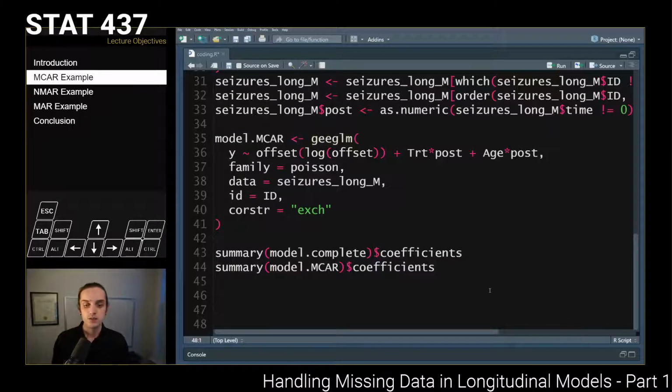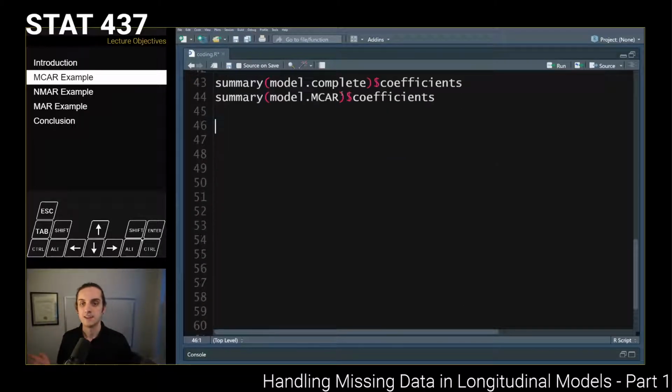Okay, so that's missing completely at random, and that's sort of the best that we can hope for. Now, on the flip side, the worst that we can hope for is not missing at random data. Okay, and so for this one, I've regenerated a set of the air pollution data. So we'll just make a comment here that we're now dealing with not missing at random.